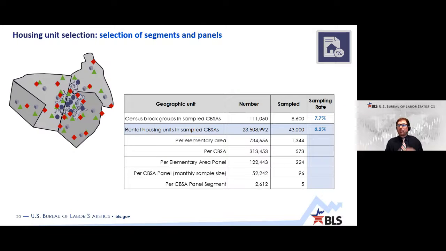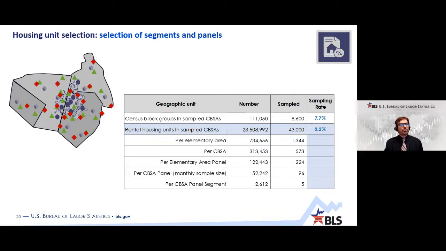Okay, so here's a snapshot of what our underlying sample sizes end up after we do all of this sampling. Again, the number of census block groups or neighborhoods or segments in our selected cities are over 100,000. We sample 8,600, so that's a sampling rate of almost 8%. The number of rental housing units in these sampled cities are almost 25 million. This is from 2010 decennial census data. We target a sample size of 43,000 units, 0.2% sampling rate.